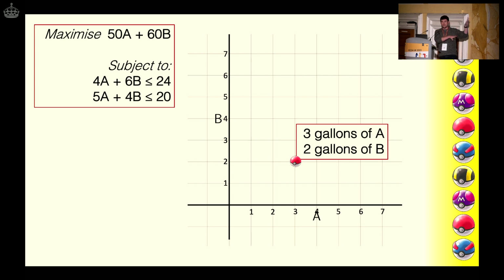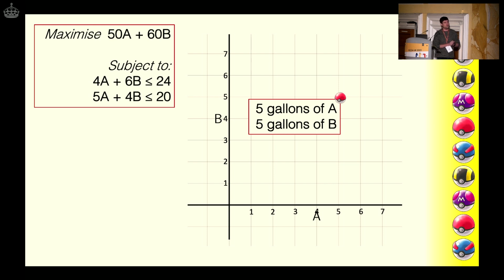But not all points in that plane are feasible. They're not all doable. Okay, so for example here, this point, 5, 5, 5 gallons of A and 5 gallons of B. How much X am I using? Well, 4A plus 6B, in this case, would be 50 pints of X, but I've only got 24 pints of X available. So that point is not doable. It's not feasible. So it would be useful if I could split up this plane into solutions that are feasible and solutions that are not feasible.